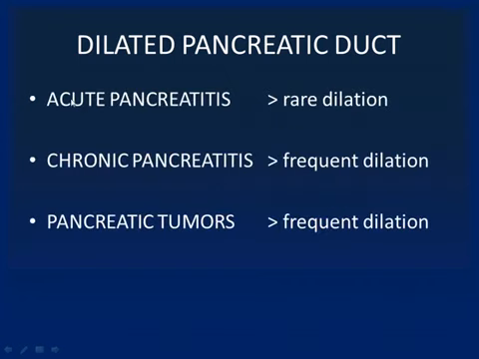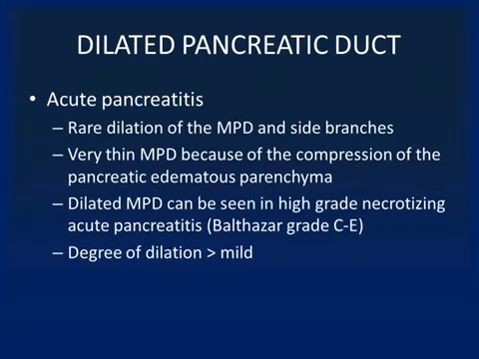All the pathologies involving the pancreas can produce dilation of the pancreatic duct, although acute pancreatitis will rarely be associated with dilation of the pancreatic duct, while chronic pancreatitis and pancreatic tumor are usually associated with dilation of the main pancreatic duct. So we will start looking at these pathologies. We start with acute pancreatitis.